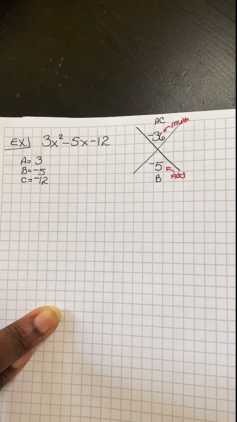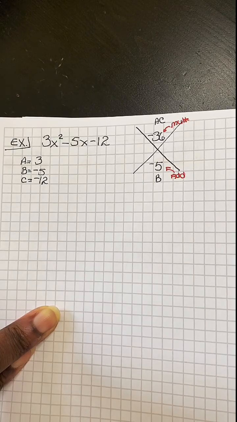Okay, you're not dumb. Stop it. Because you got the negative 36. There we go. All right, Bridget. How are you? All right.